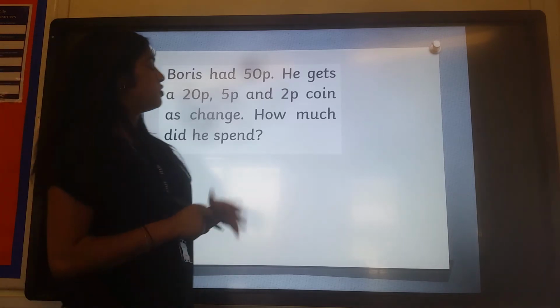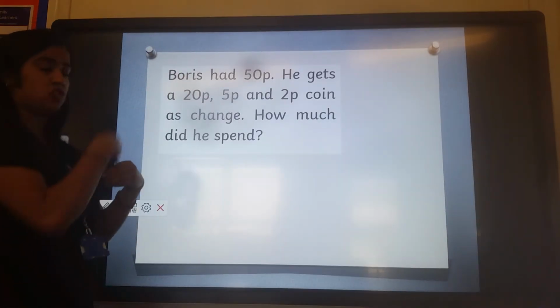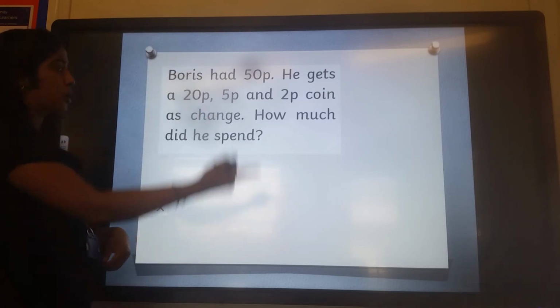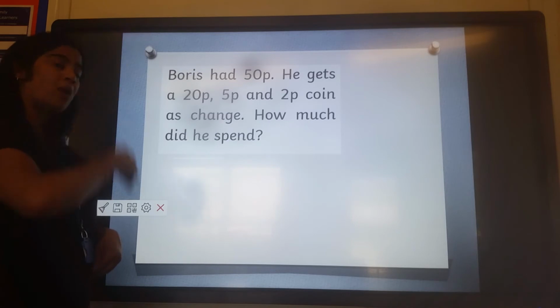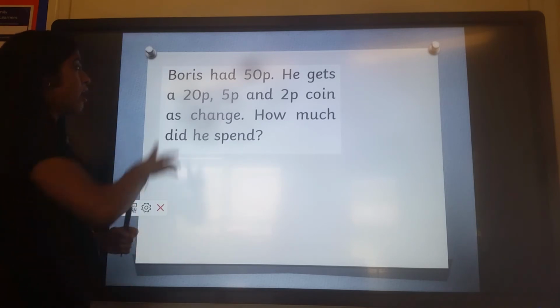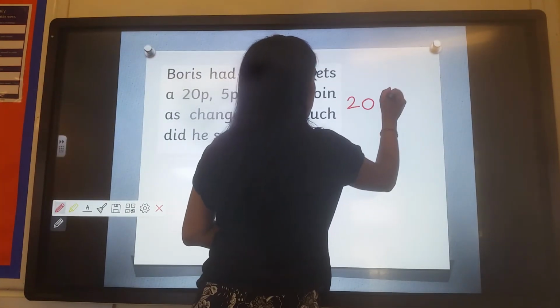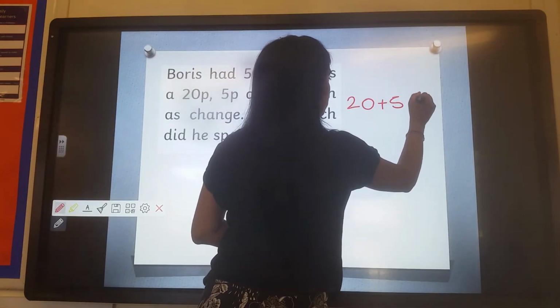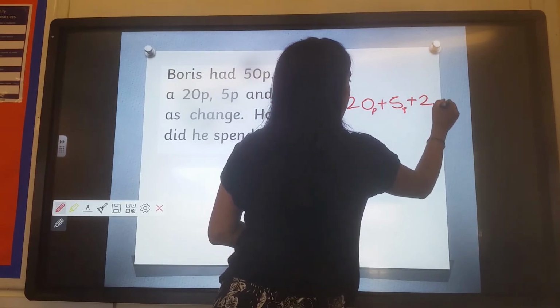Are we ready? Okay, so this is quite a tricky question. He had 50p, he spent some money, and then he got a 20p, a 5p, and a 2p coin as change. So we need to calculate how much he spent in the first place. Firstly, I'm going to add these three numbers together: 20p plus 5p plus 2p.